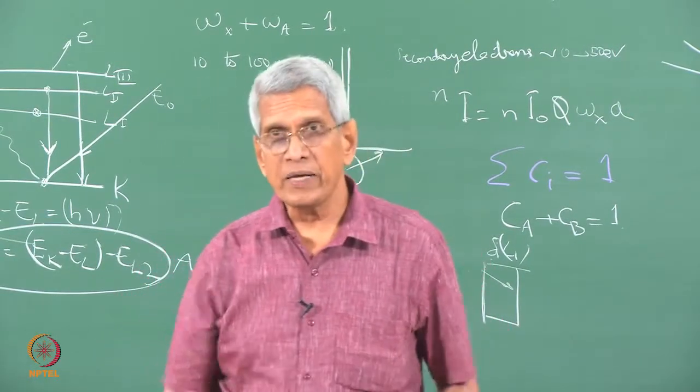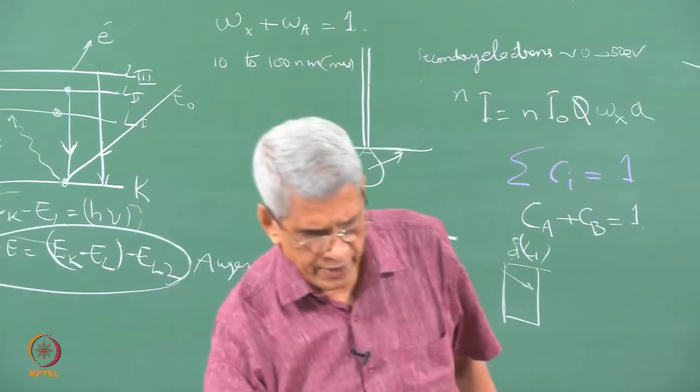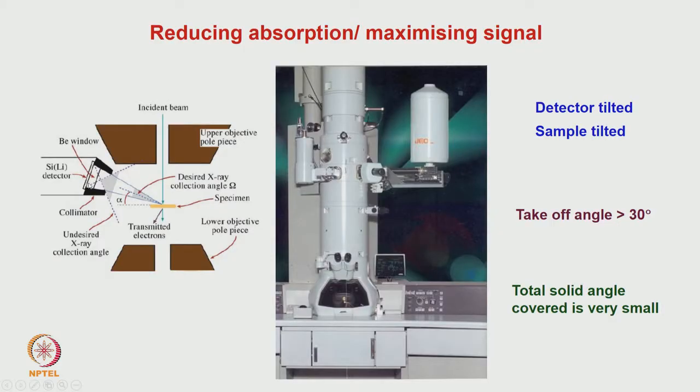And in spite of all these things, the area of the detector is either 10 millimeter squared, 30 millimeter squared or 50 millimeter squared. Of the X-rays which are going to come over a solid angle, only a small fraction at a position is what we are trying to collect. So one has to take as much precaution as possible, so that the maximum signal reaches the detector.